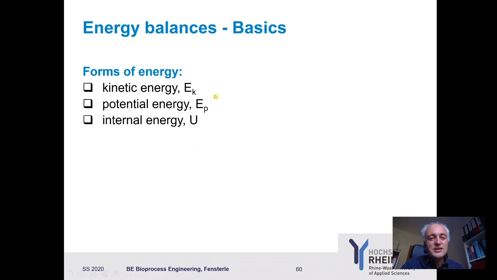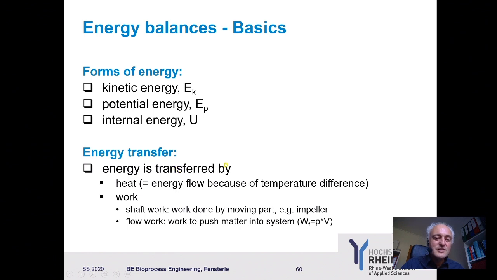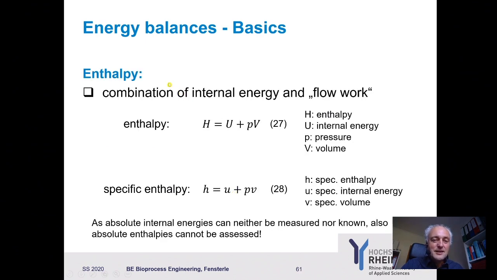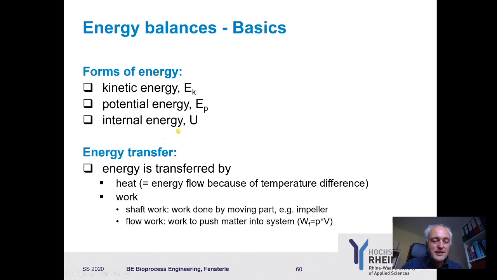So forms of energy, of course, we have kinetic energy, we have potential energy, and we have internal energy. And the energy is transferred via heat. So that's an energy flow because of temperature differences, via work. So this is shaft work, for example, work done by moving a part in your bioreactor. This is your impeller, which is stirring, or flow work to push matter into your system if you pump something in your system.